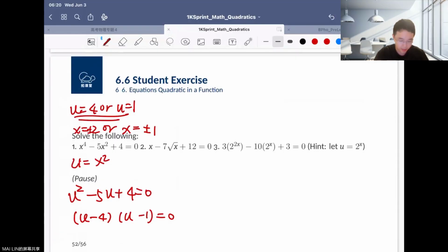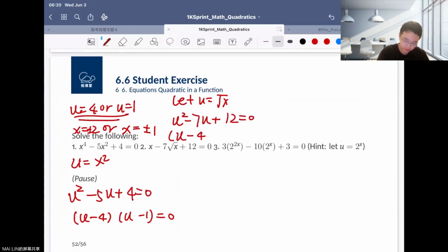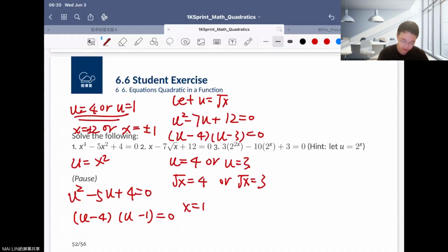And for the second problem, we can let u equal square root of x, right? So it becomes u squared minus 7u plus 12 equals 0, right? So you can write that as u minus 4 times u minus 3 equals 0, right? So it can be written as u equals 4 or u equals 3, right? So we can also set square root of x equals 4 or square root of x equals 3, x equals 16 or x equals 9, okay?